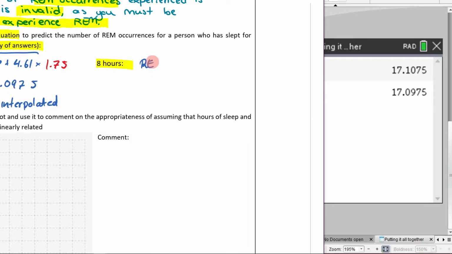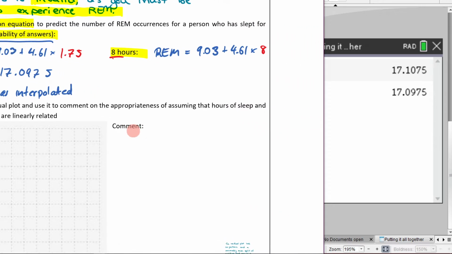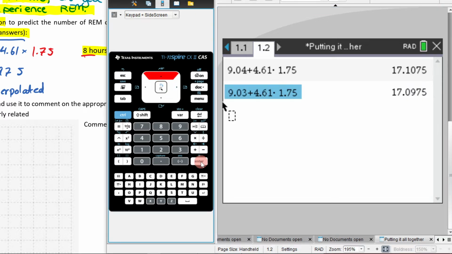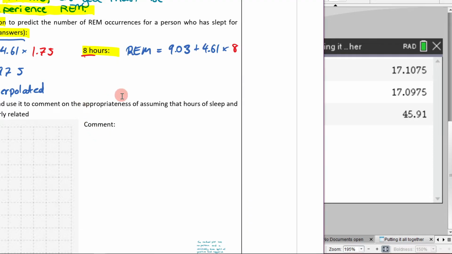So we've got REM is equal to 9.03 plus 4.61. And this time we're going to times it by 8 because that is what they've given us here. So just as over here, they gave us 1.75, now they're giving us 8. And to put this in our calculator, to save ourselves some time of typing it out again, go up, go down. So I brought that down. I'm going to get rid of 1.75. I'm going to put 8 in there. I'm going to hit enter, and I'm going to get 45.91. So that means it's going to be equal to 45.91.